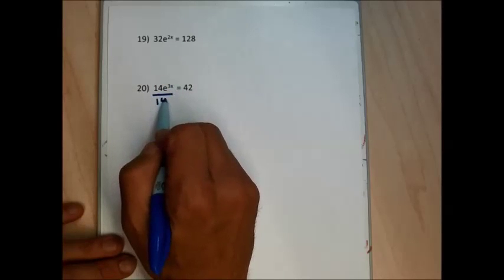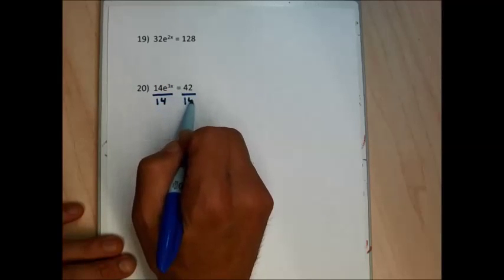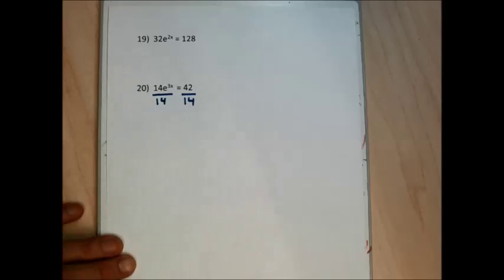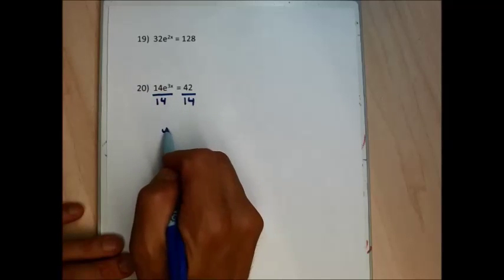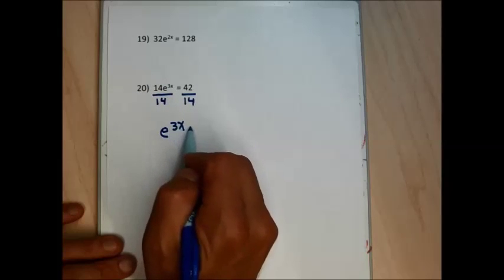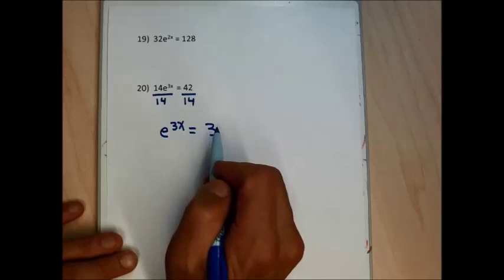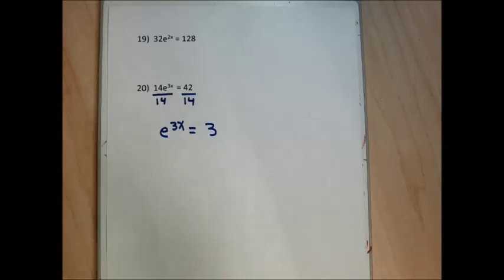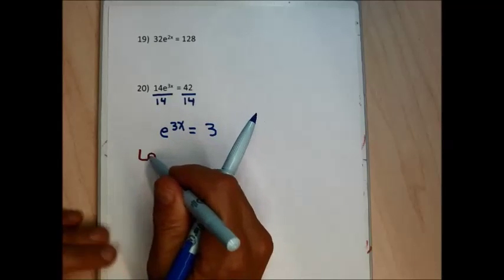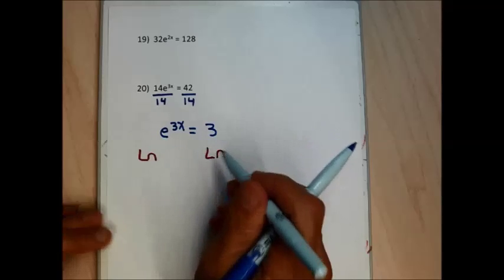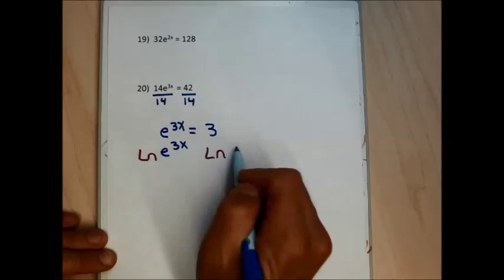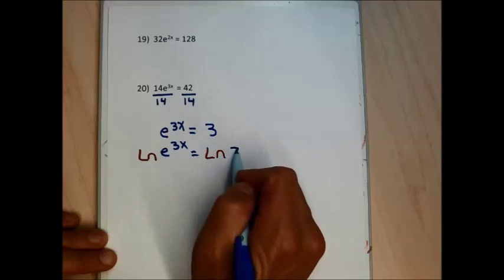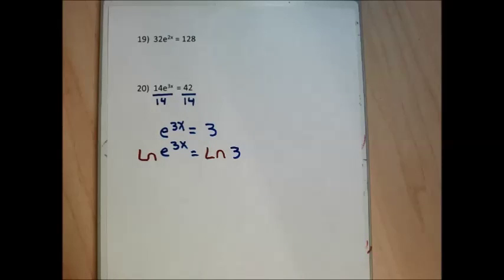Just like I solved problem 18, I'm going to divide by the number on the left-hand side that the exponent doesn't apply to. On the left-hand side, I'm going to cancel the 14s and get e to the 3x. And on the right-hand side, that's equal to 3. The nicer way to solve this problem now is to take the ln of both sides as opposed to the log of both sides, because the base is e, and it'll just make my work easier. So I took the ln of both sides because the base was e.